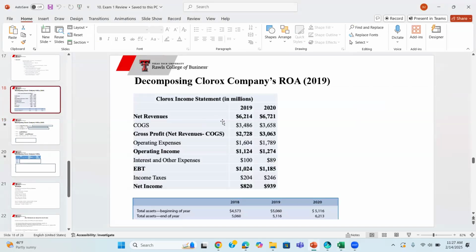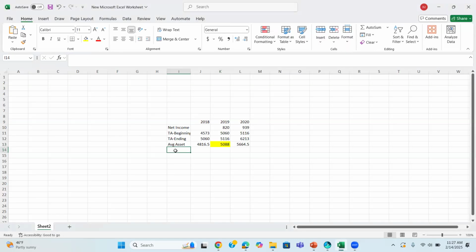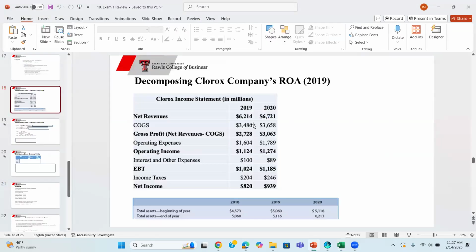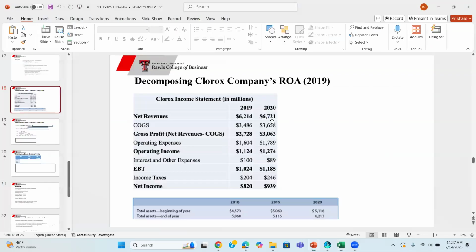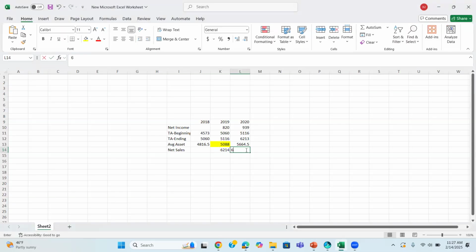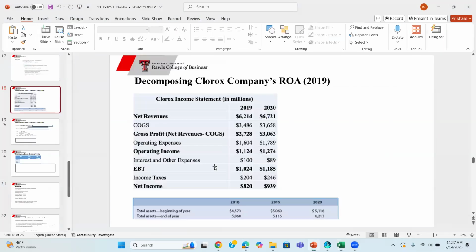So you see the net revenue 6214. So this should be our net sales. Let's write it here. Net sales. So net sales should be 6214 and 6721. So these two are basically our given information in the question, right?